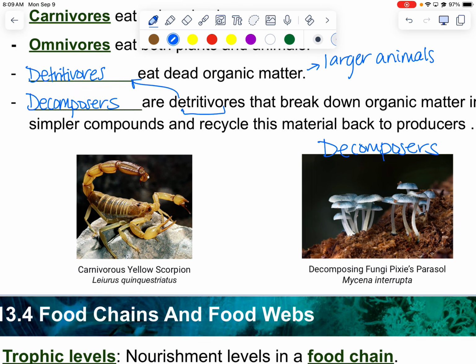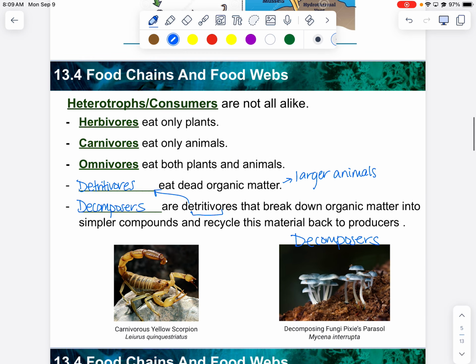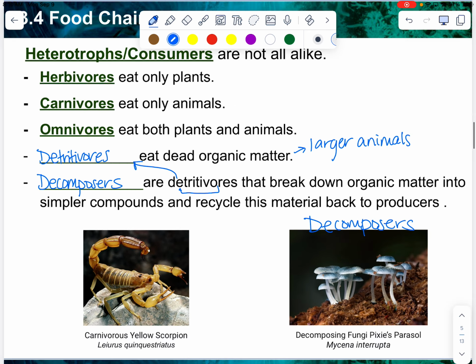We have a scorpion here that's a carnivore. It's kind of cool. Okay. We are cruising through here. Give me a thumbs up when you're ready.